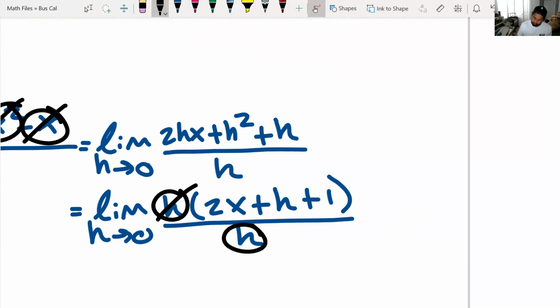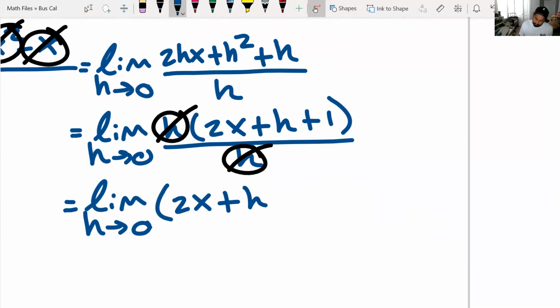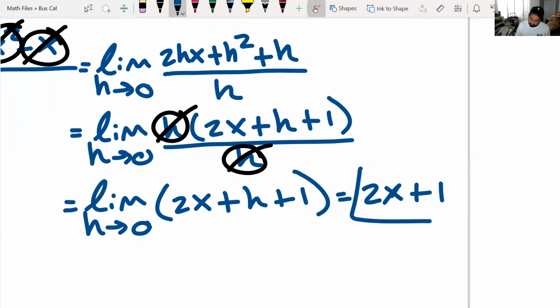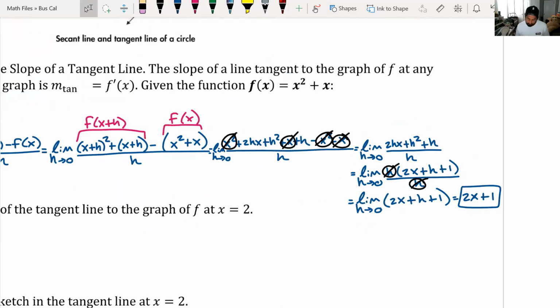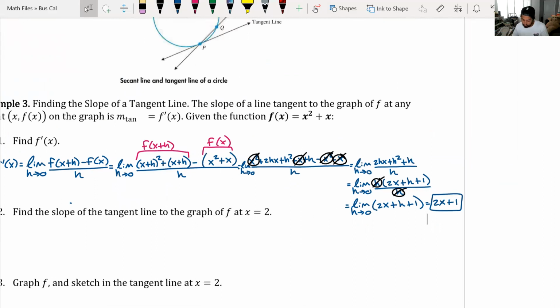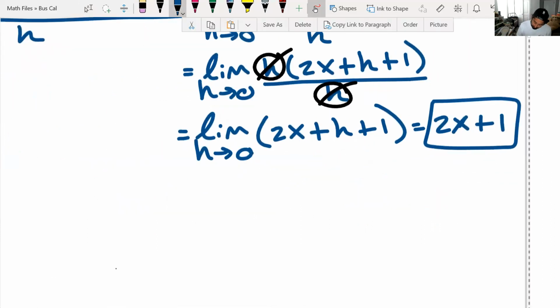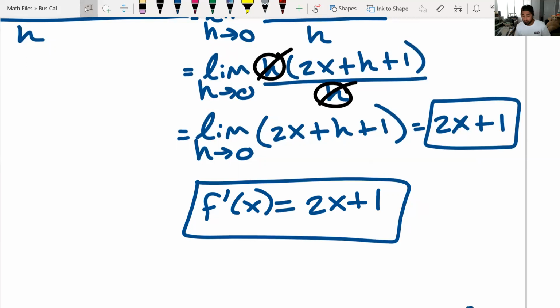And this h and that h cancel. And we get the limit as h approaches 0 of 2x plus h plus 1. Plug in 0 for h, and we get the derivative as 2x plus 1. All right, there's the derivative. So once again, we can state it as such. So I'll just write it down here. We get f prime of x equals 2x plus 1. Okay, that ends the first one.